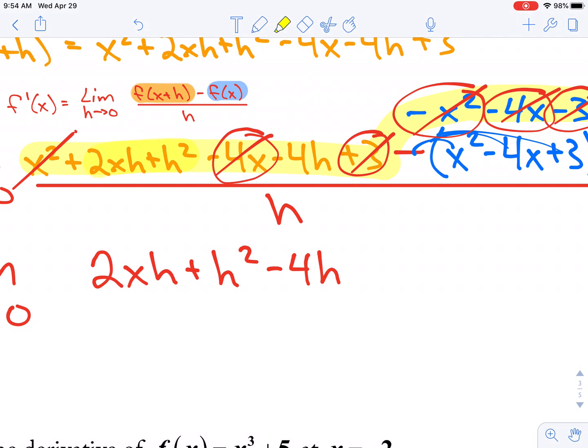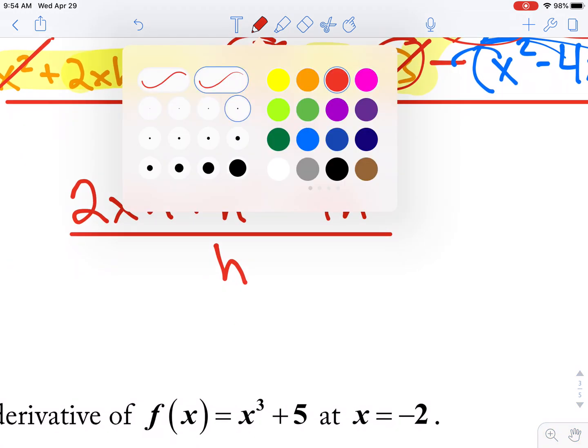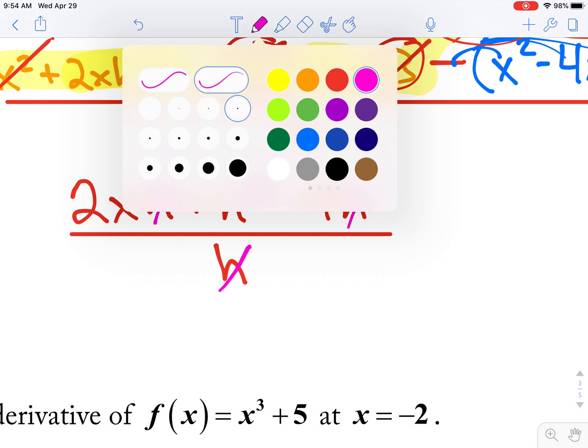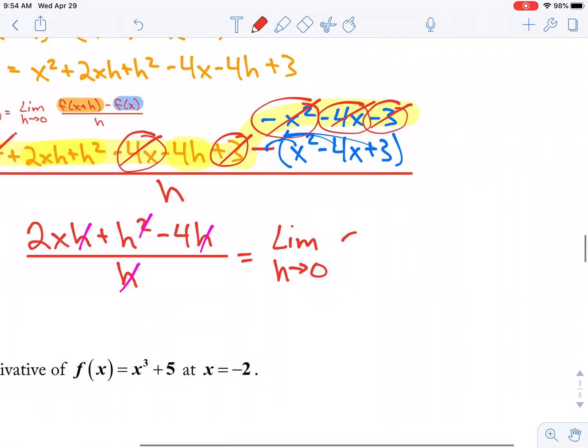So if you look here, we got that, and the negative 4h was left right there, and this is all over h. The reason we have that is because we have to take out an h from each of the terms on top. So that h cancels with that and that and that. Now we're left with the limit as h approaches 0 of 2x plus h minus 4.